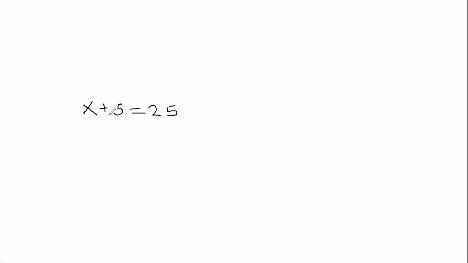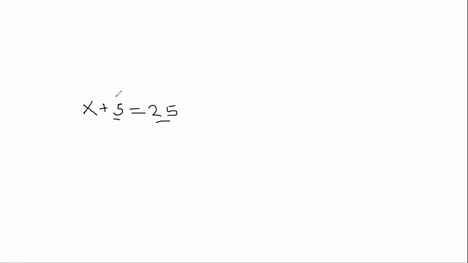So for the case of this question, x plus 5 is equal to 25. Number 5 and number 25 don't have any letter. This one has got an x. So we cannot put them together. We can't add x to 5 because x and 5 are not like terms. So we are going to put together 5 and 25.